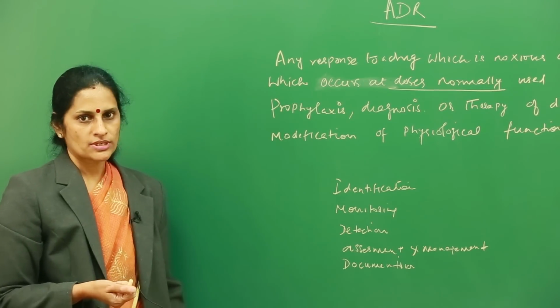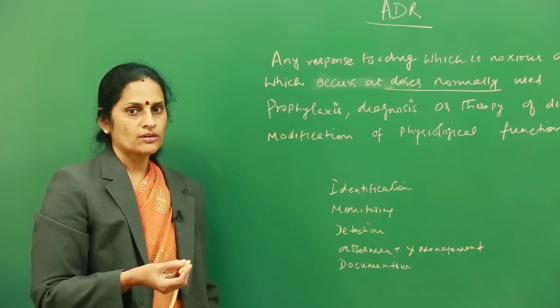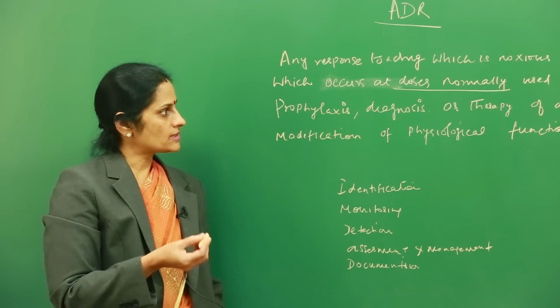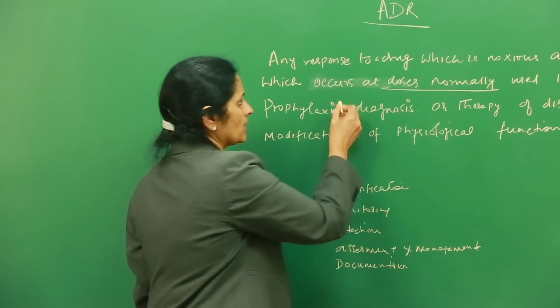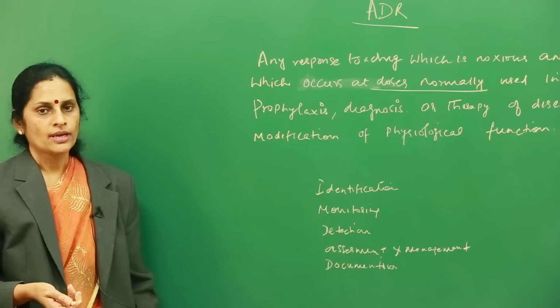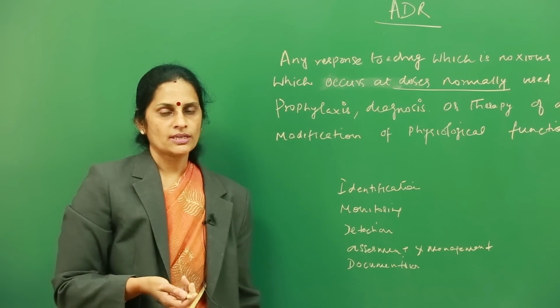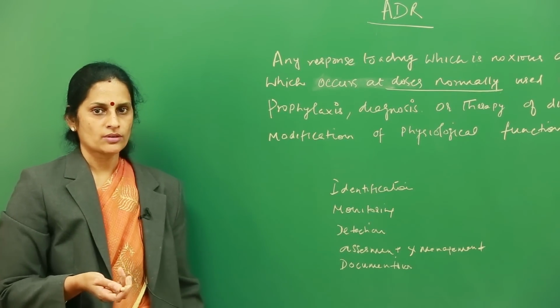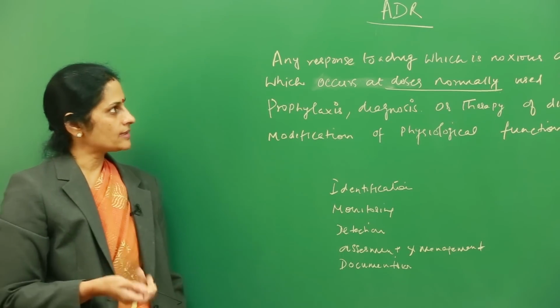Normally the students used to get confused. Any particular reaction that happens with any particular drug is an ADR. So you will have to understand that it occurs at doses which are normally used. Whatever your day to day disease, if you are using any drug of normal strength, normal dosage, and you come across any particular reaction, that is called an adverse drug reaction.